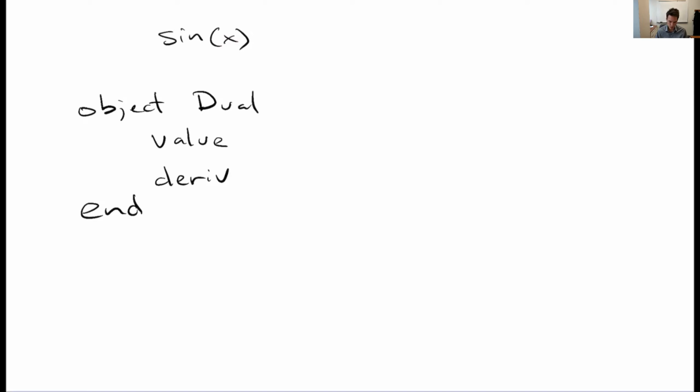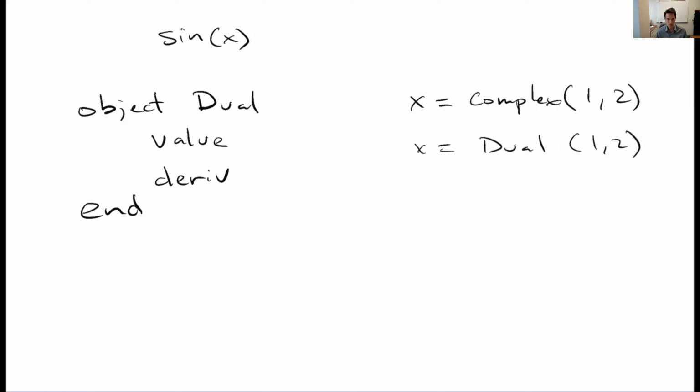Okay, so now I could create a number. I could say x is, let's say it was complex. I might say I had a complex number that was 1, 2, and that would represent 1 plus 2i, for example. In my case, since I defined my new type, I'm just going to call this dual, and I could give it numbers 1 and 2. Okay, so I can define this type.